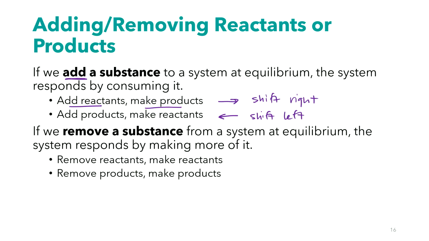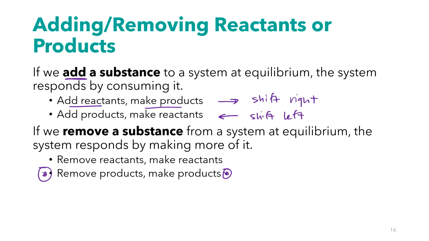Then, of course, we don't have to just add a substance. We could try and remove substances from our reaction vessel. And again, the system responds to counteract that change. So if we remove reactants, we'll make more reactants. Okay? If we remove products, we're going to make more products. This is the one that makes the most sense. How do we employ Le Chatelier's principle to our advantage? That's really useful. If we can pull those products out, we force the reaction to keep going.